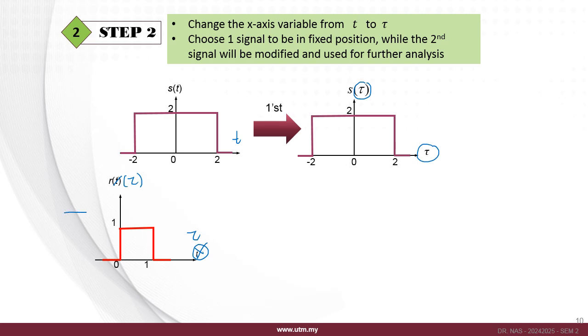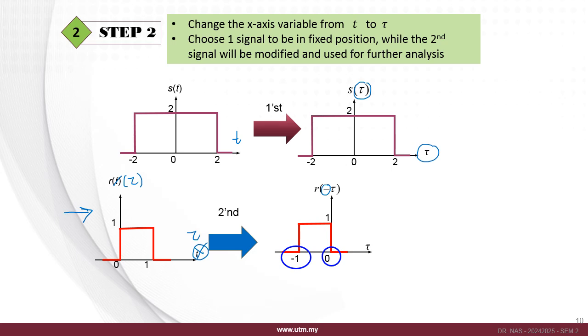So in this case, r(tau) needs to be inverted in tau. Now it becomes r(-tau), the signal being flipped. This is more or less similar to time inversion, so the signal is flipped.